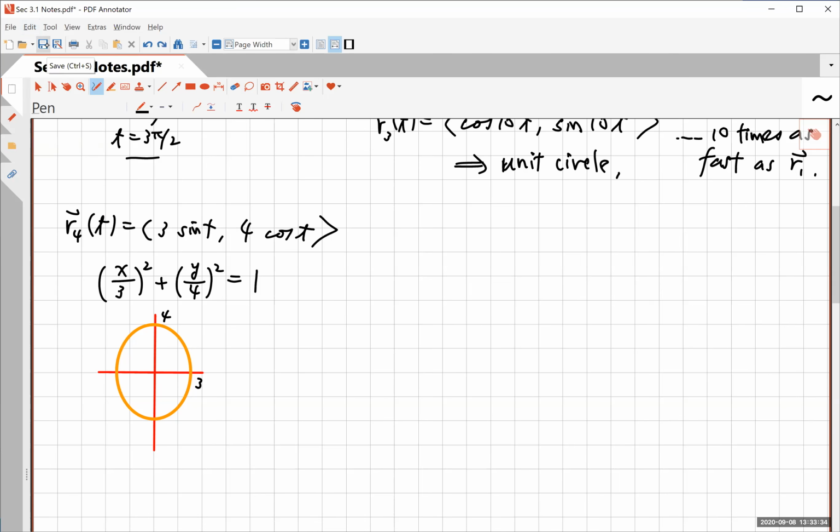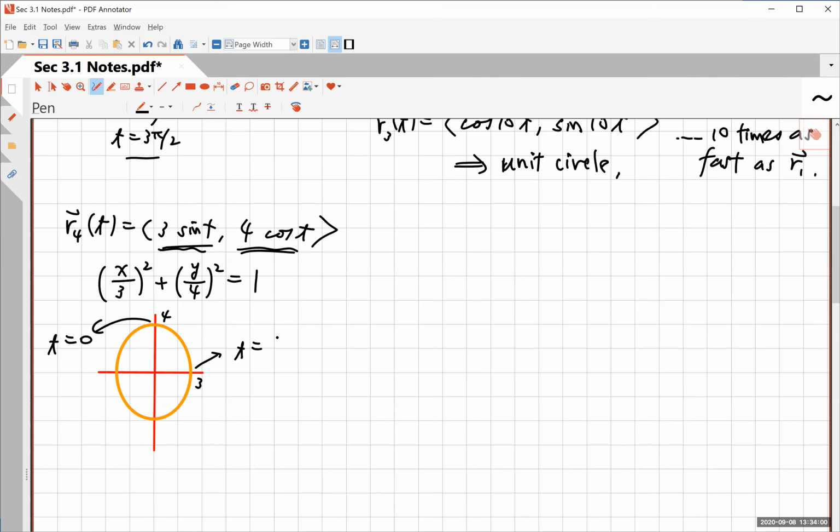All right, so let's think about this. I switched sine and cosine as well, right? So this time, if t is equal to 0, what do you get? The sine is 0, this is 0, and this will be 4, right? So it starts right here, t is equal to 0 here. And what happens when t is pi over 2? That would be 3 here and 0 here, right? (3, 0), that's over here.